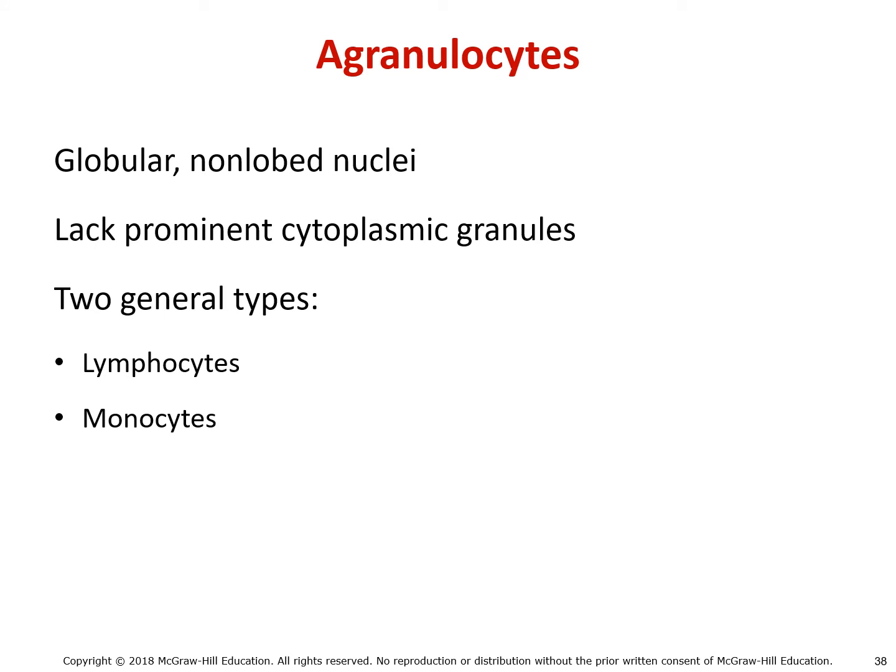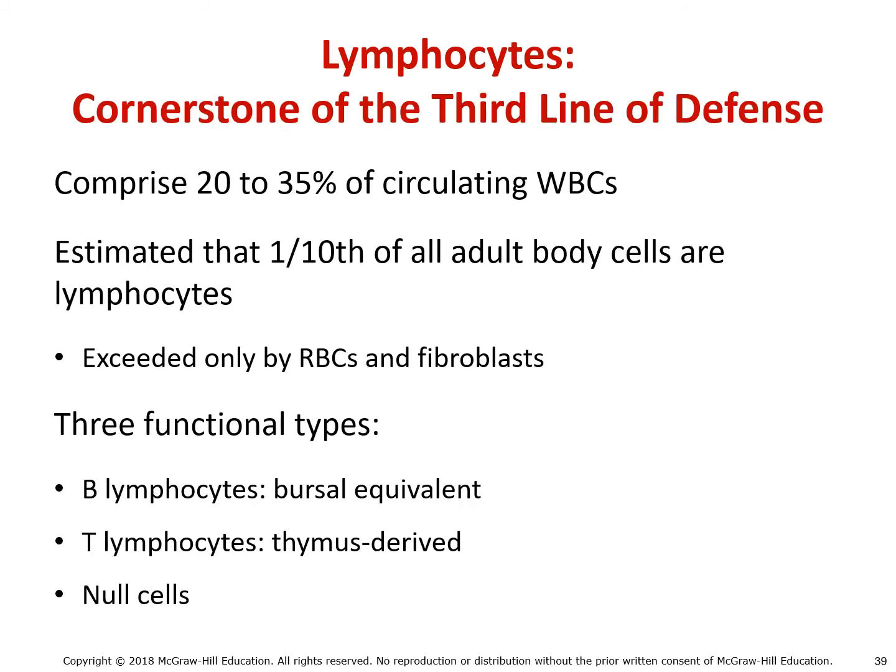Agranulocytes are going to be, again, without granules. So whenever we stain them, we don't see the granules. And we really turn this into two different categories. So agranulocytes are classified as either lymphocytes or monocytes. The lymphocytes were, again, that third line of defense, the specific cells. And really, they're just B and T cells. And they're going to be roughly 20 to 35% of circulating white blood cells.